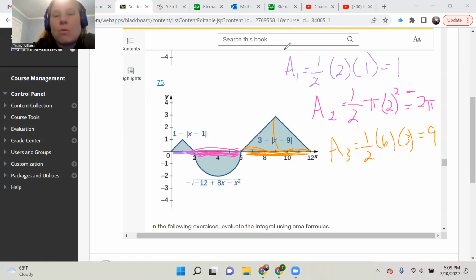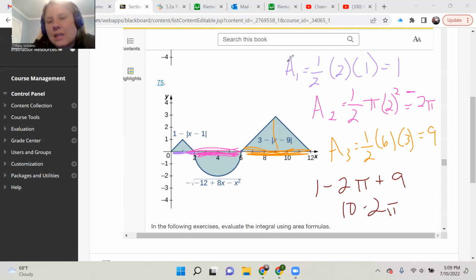So now let's write out what we've got left here. So we have 1 minus 2 pi plus 9. That's going to be 10 minus 2 pi. And on these, I think they wanted the exact answer, so that would be the exact area of the shape.